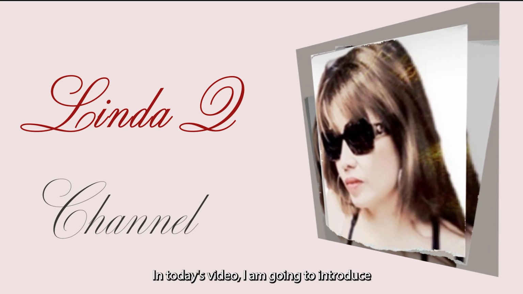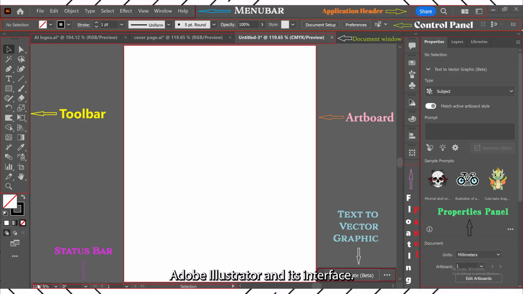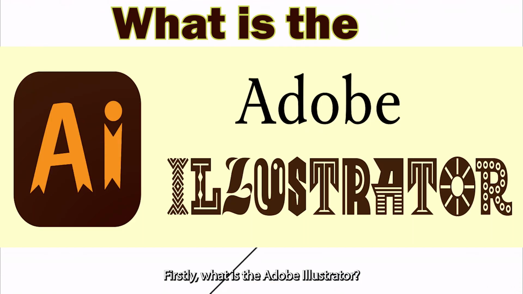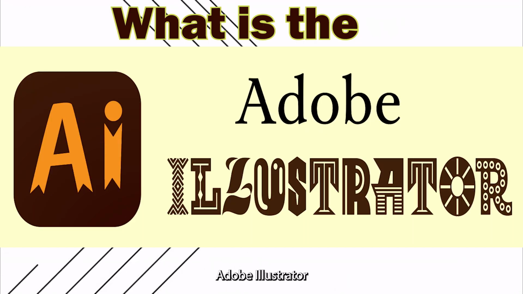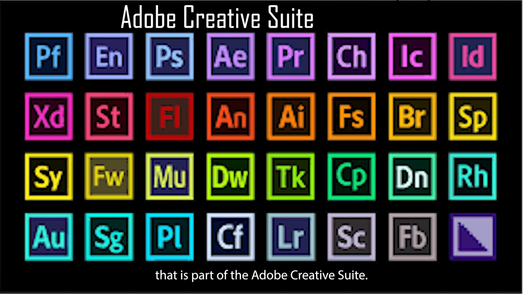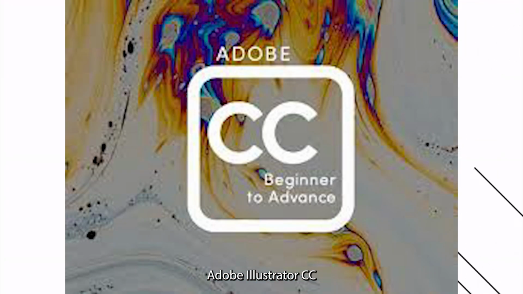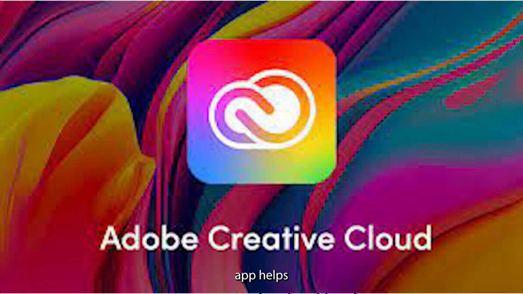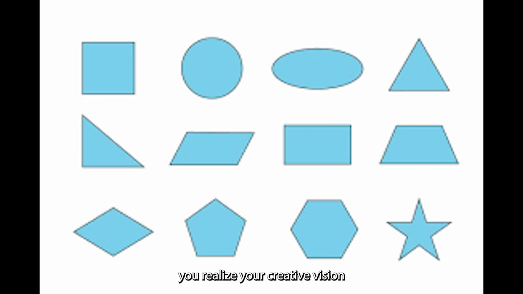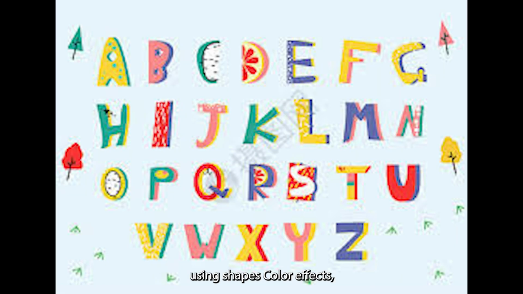In today's video, I am going to introduce Adobe Illustrator and its interface. Now let's get started. Firstly, what is Adobe Illustrator? Adobe Illustrator is a graphic design software that is part of the Adobe Creative Suite. It is primarily used for creating vector artwork. Adobe Illustrator CC, the industry standard design app, helps you realize your creative vision using shapes, color, effects, and typography.